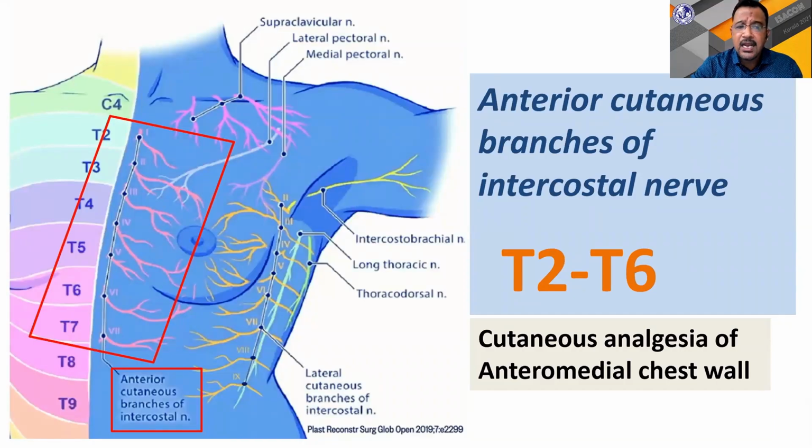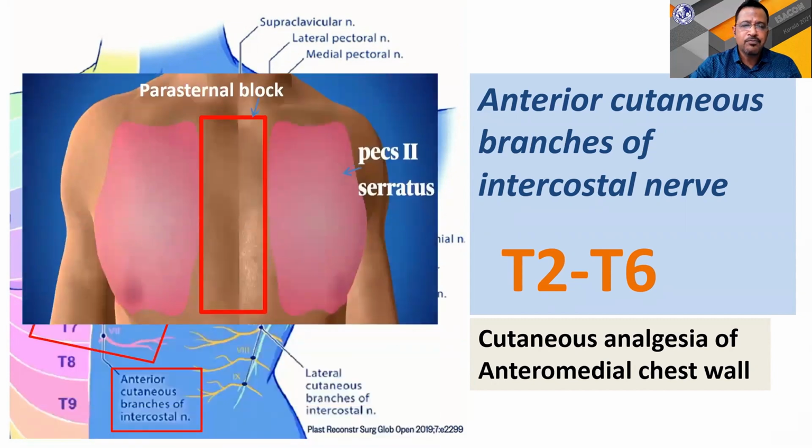And they block the anterior cutaneous branches of the intercostal nerve from T2 to T6, providing cutaneous analgesia of the anteromedial chest wall. This is the area where cutaneous analgesia will occur if you are giving a parasternal block.